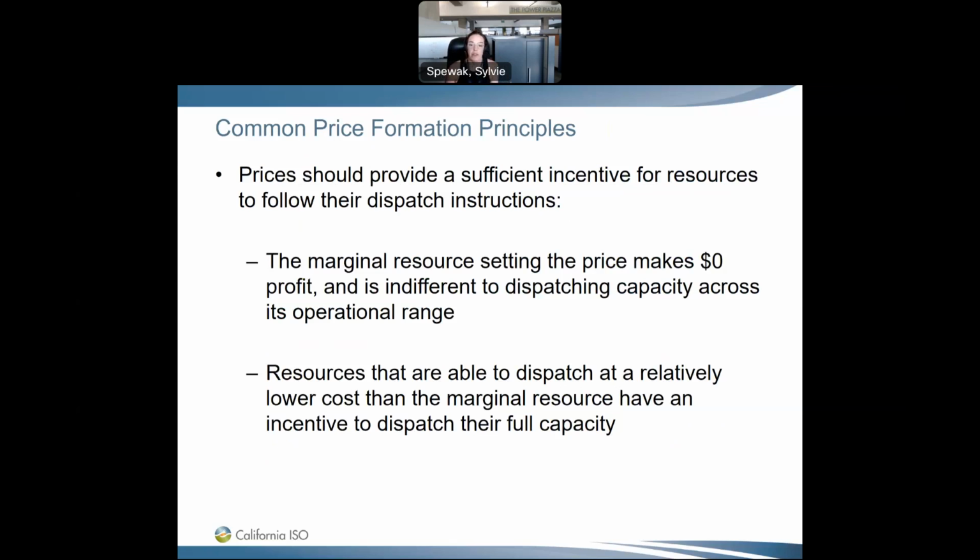Resources that are able to dispatch at a relatively lower cost than the marginal resource should have an incentive to dispatch to their full capacity. And the surplus revenue that they receive, you can think of that as the signal for investment that says those inframarginal resources are going to make money at that time and at that place.